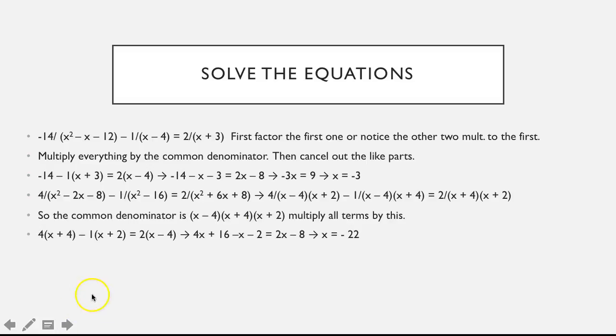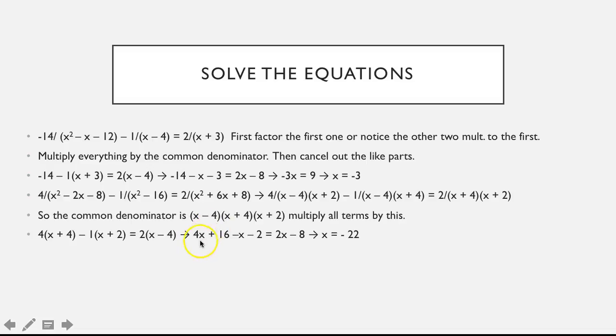When you do that, the like parts cancel out. So here x minus 4 cancels out and x plus 2 cancels out, and that's why you have 4 times x plus 4. When you do the second part here, the x minus 4 and the x plus 4 cancel out, and that's why you have x plus 2. And when you do the last part, the x plus 4 and the x plus 2 cancel out, and that's why you're left with x minus 4.